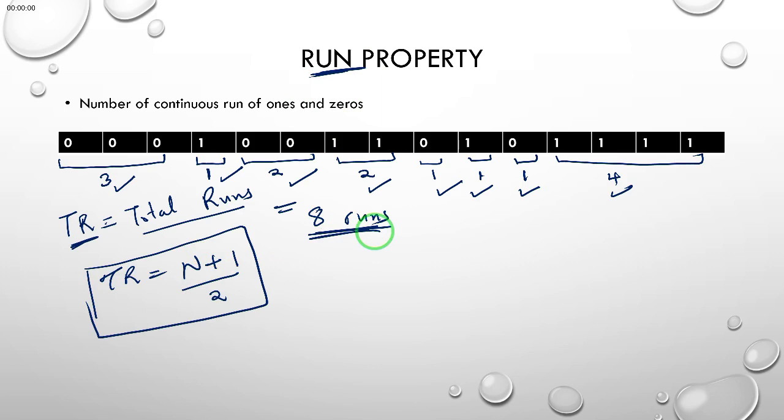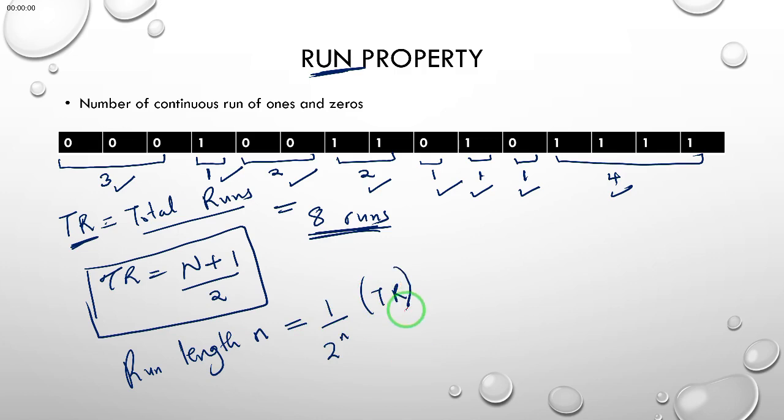The other property or characteristic of run property is what we call the length of each run. Say for instance the length is n. This is going to be given by a formula that 1 over 2 to the power n times TR gives us the number of runs of this length. So for instance, for a run of length 3, n is equal to 3, we use this formula to find how many runs of rank 3 we have.